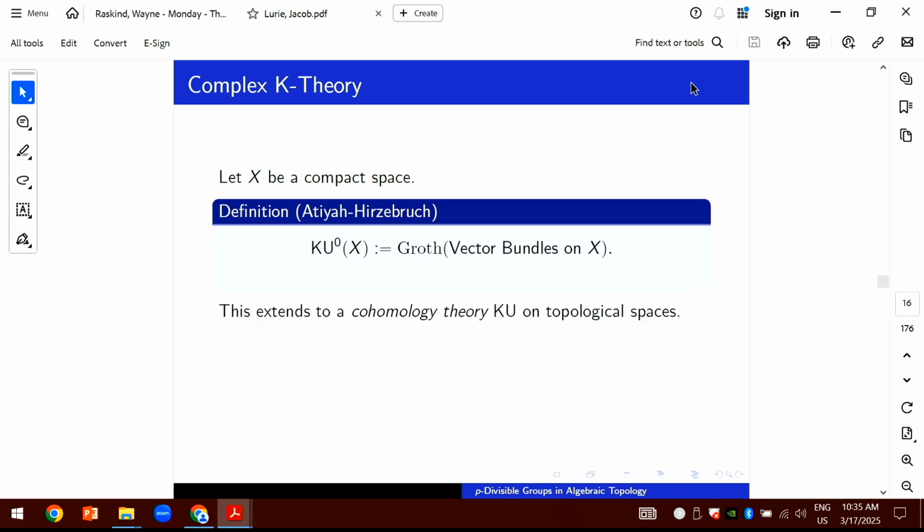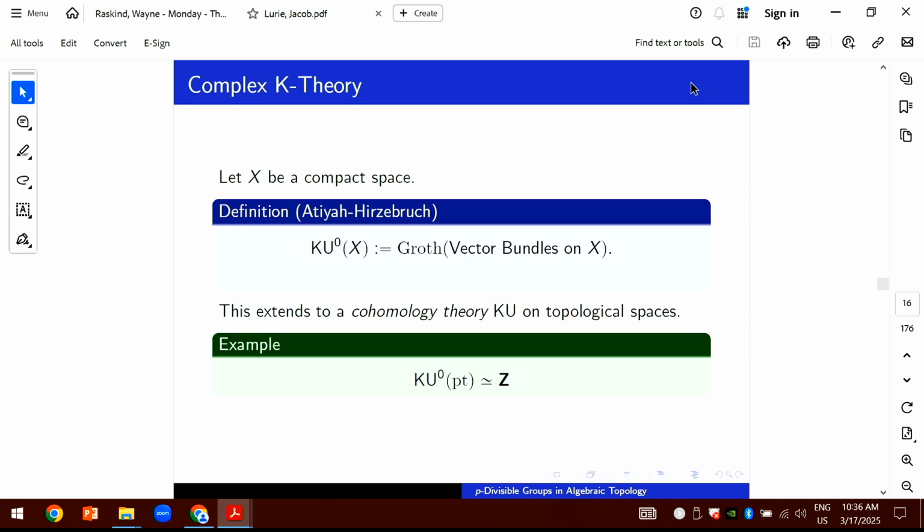This extends to a cohomology theory on topological spaces, meaning more generally, there's a notion of KU^n of X, which I'm not going to define for you here. There's a definition when X is not compact, and there's lots of long exact sequences and so forth that make this behave like cohomology. Just as an example, let's take X to be a point. Well, a complex vector bundle on a point is just a complex vector space of finite dimension. Up to isomorphism, those are classified by their dimension, which is a natural number. The natural numbers form a semigroup, but when you formally adjoin inverses, you get the group of integers.